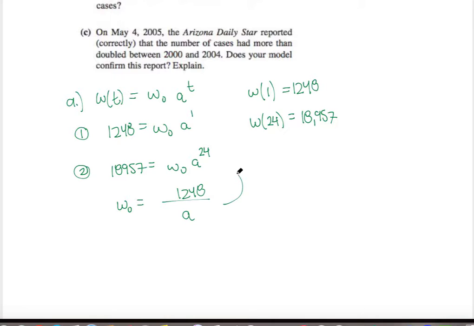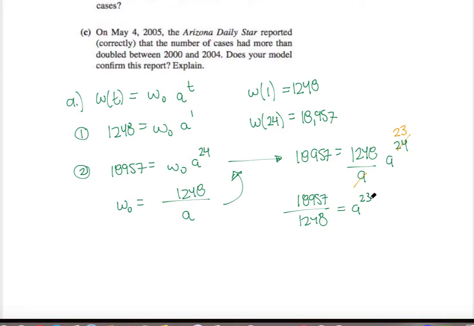When we do that, we can substitute it into equation 2, and this gives us that 18,957 is equal to 1248 over A times A raised to the 24th. So this lets us cancel out one of our A's, leaving us with A raised to the 23rd power. So the next step is solving for A. So we can divide both sides by 1248.